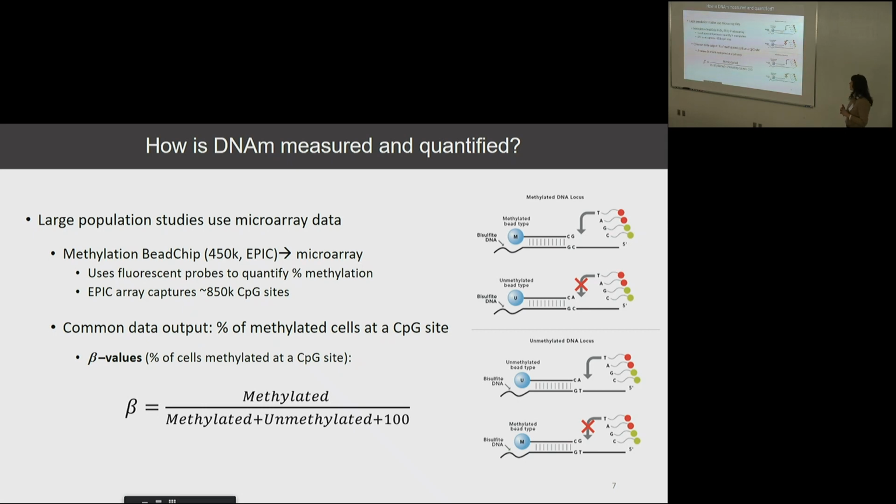So the common data output is going to be the percent of methylated cells at a CpG site. Typically what people use are these beta values, which again is just the percent of methylated cells over the total methylated and unmethylated cells plus some sort of standardizing factor. So this is already very different from genetic data, right? Because with genetic data, we're used to working with 0, 1, or 2 alleles at a given site. Here, we're looking at a continuous measure, which is percent of methylated cells at a given CpG site.